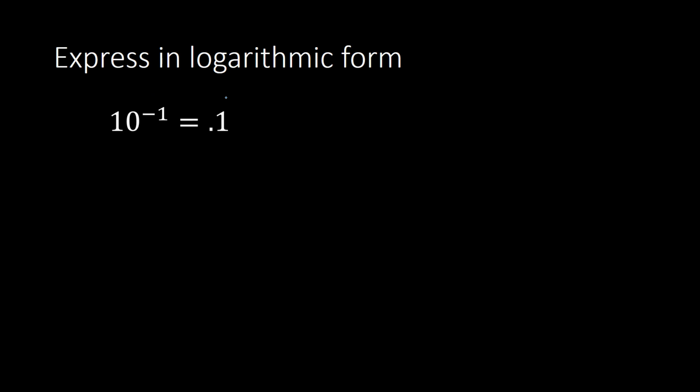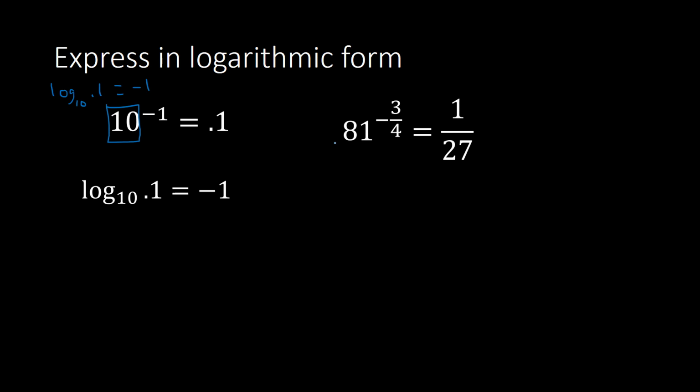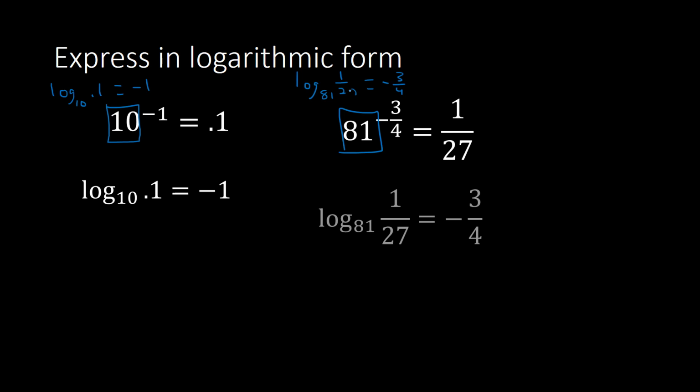Here we have 10 to the -1st power equals 0.1. The base here is a 10, so I write this as a log with a base of 10. A log is an exponent, so the exponent is what it's equal to, and then the 0.1 goes right there. Here we have another one. The base is 81, so we have log, and then the base is 81. A log is an exponent, or it's equal to the exponent, and then 1 over 27 goes right there.